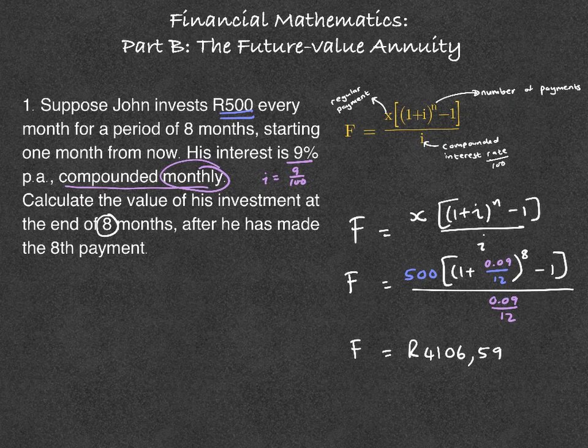Okay, so a very important part now. How much money did interest give him? How much money was accrued by interest? So what happens there is you've got 500, that's the payments he's made. How many payments has he made? He's made 8. So that is equal to 4,000 Rand. But the future value is worth 4,106 Rand. So you've made 4,000 Rand in payments, and then he made 106 Rand and 59 cents from interest. Okay, so that's only after 8 months.